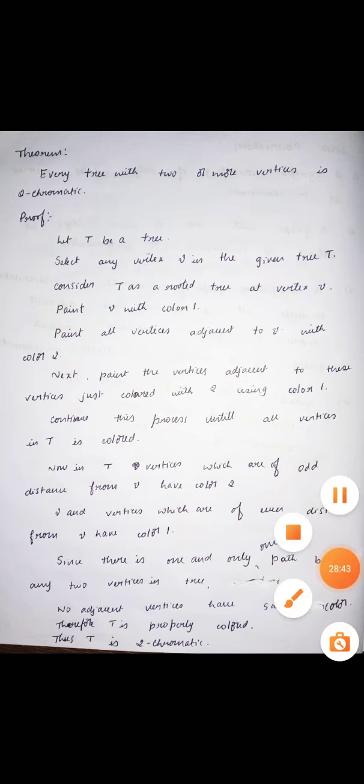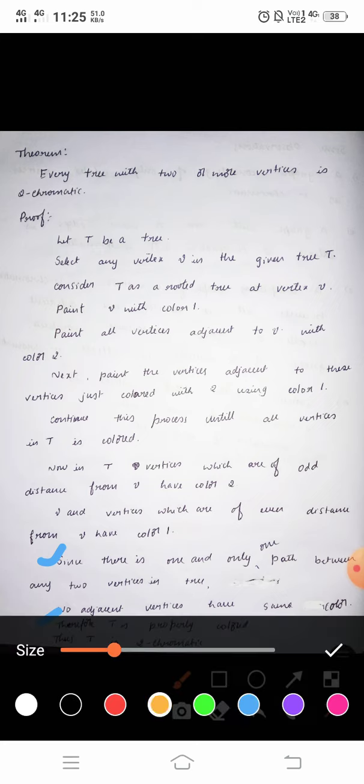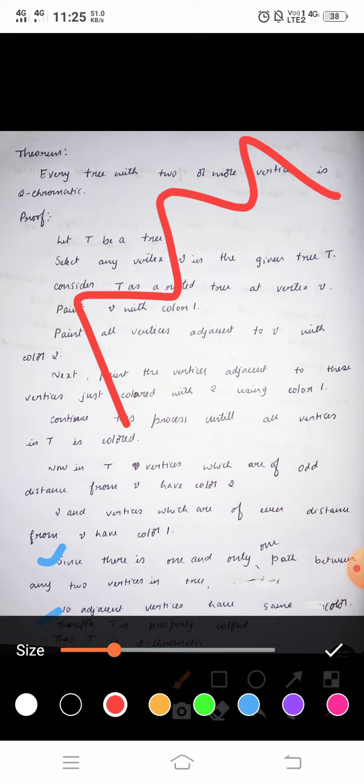Since there is one and only one path between any two vertices in a tree, we have studied this, there is only one path between any two vertices in a tree, because there is no circuit, right? So we have only one path between every pair of vertices. No adjacent vertices have the same color. Why? See here. This is a tree, there is only one path, so no adjacent vertices have the same color.